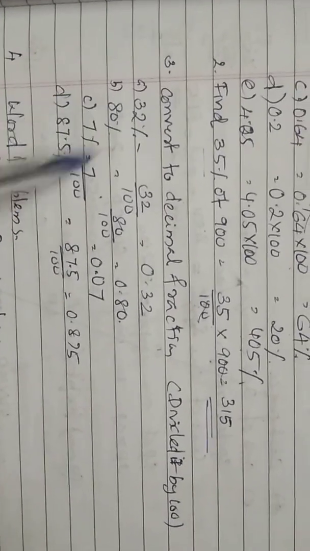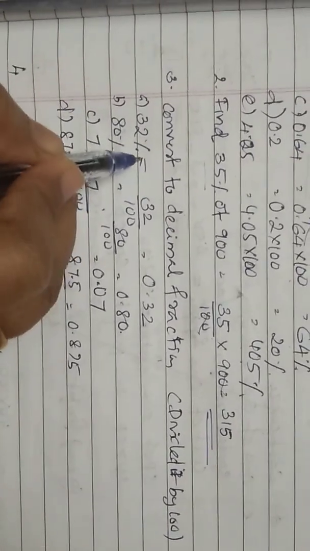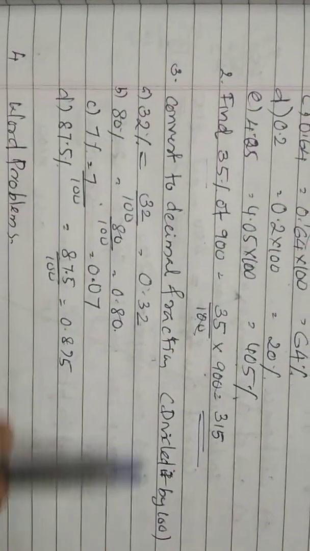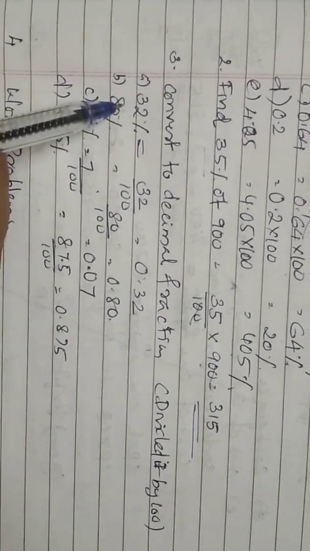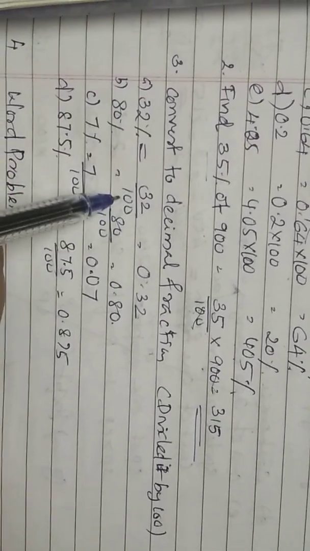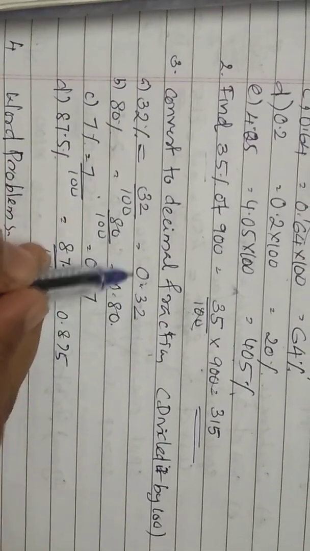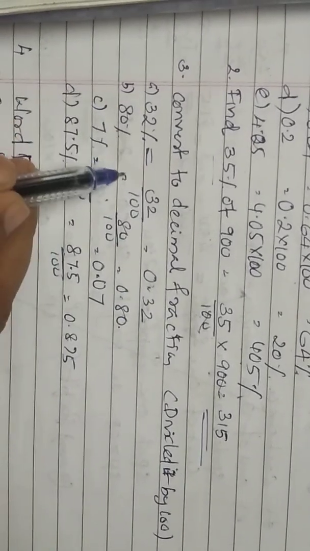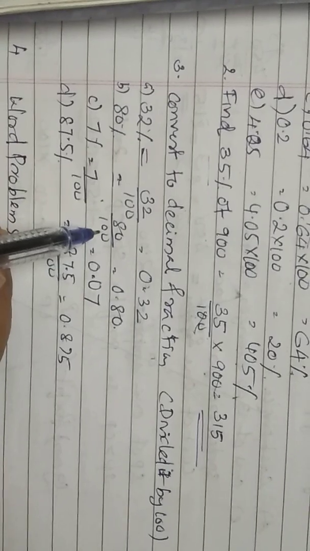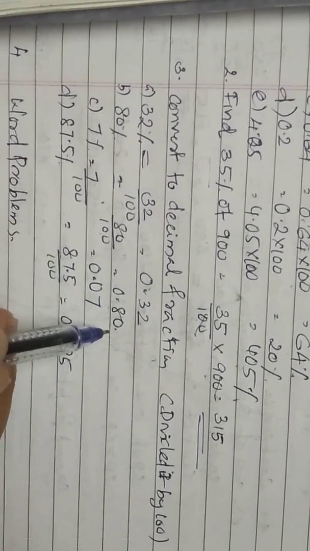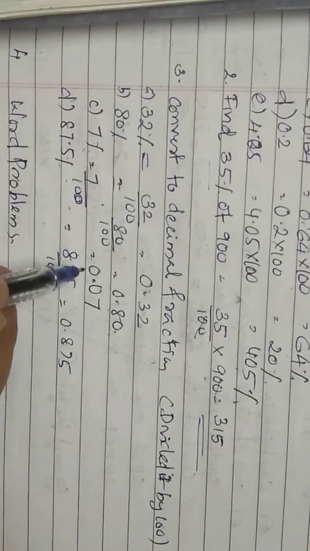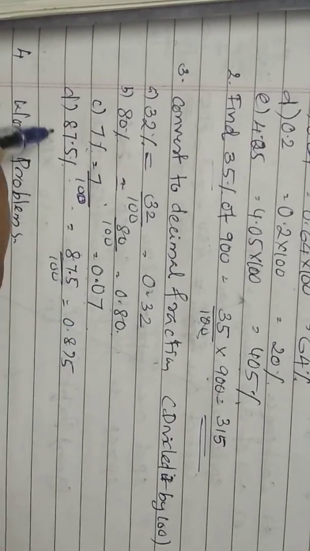And next is convert the following into decimal fractions. The percentage is given. You have to change them into decimal fractions. That means to change the percentage, divide by 100. 32 percent means 32 by 100. When we write in decimal, 0.32. 80 percent equals 80 by 100, that means 0.80. 7 percent, that is 7 by 100, equals 0.07.